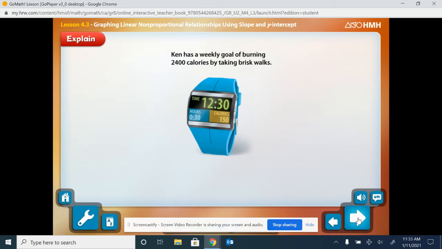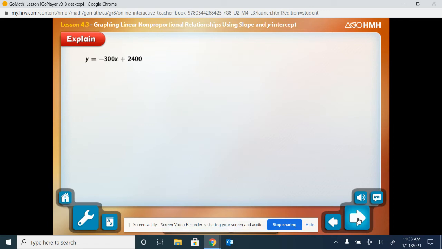Ken has a weekly goal of burning 2,400 calories by taking brisk walks. Ken burns 300 calories each hour he walks. He wants to burn 2,400 calories. In the equation, y represents the number of calories Ken has left to burn out of his goal. X represents the hours he has walked. Let's graph the equation and then use the graph to solve a problem.